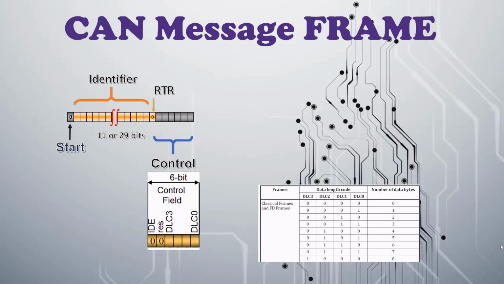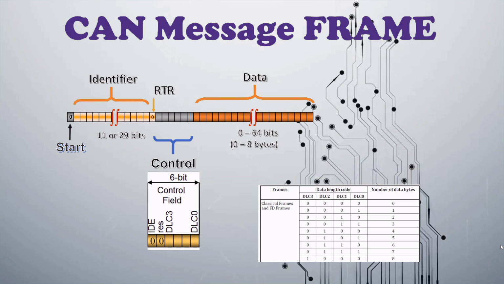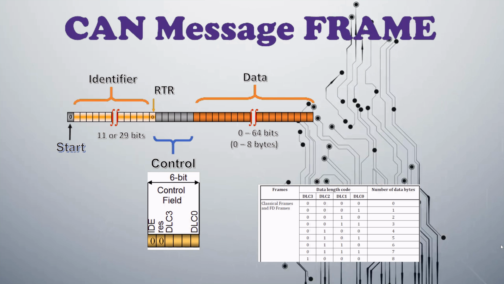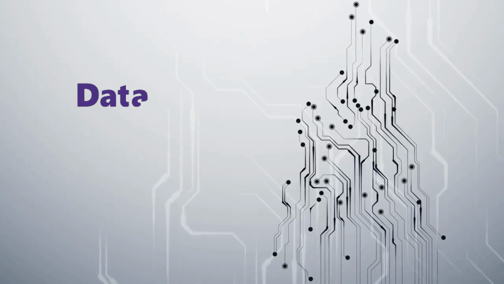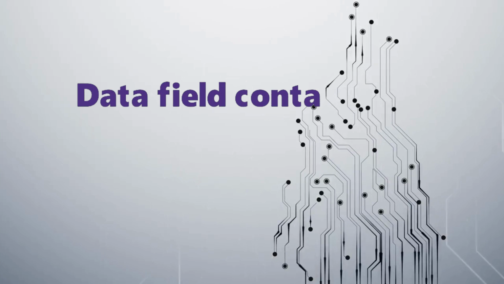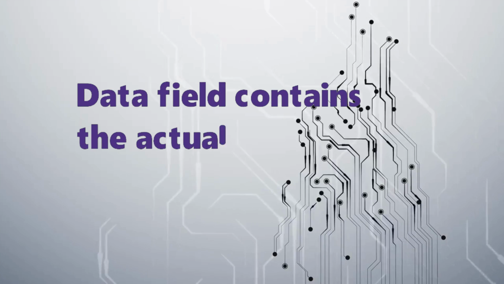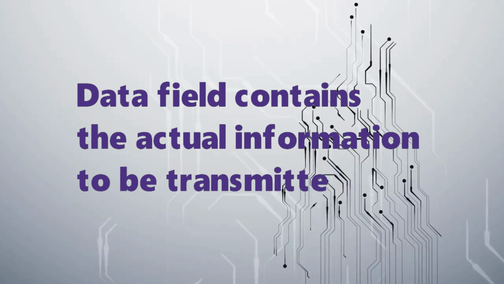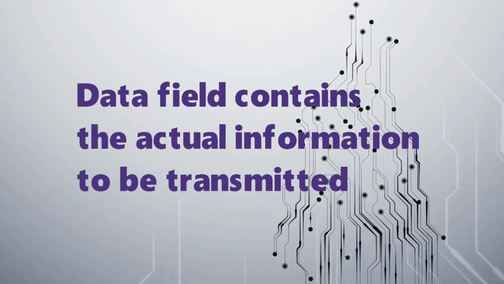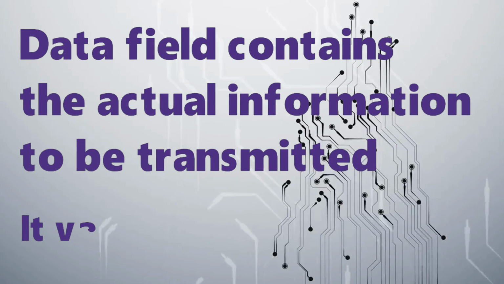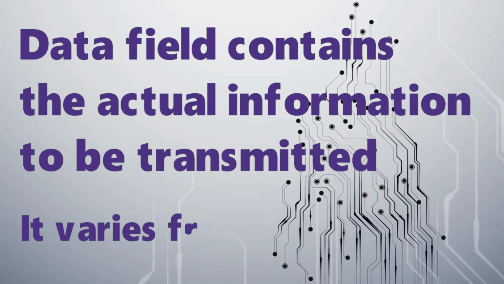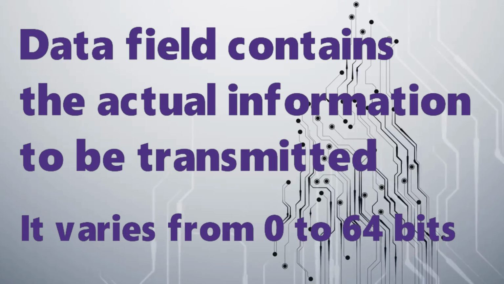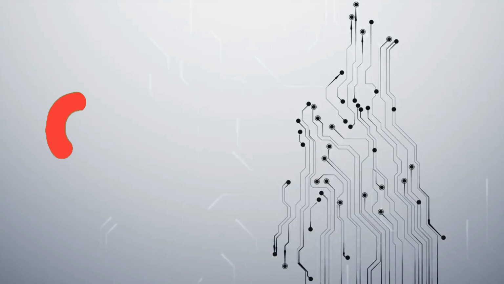Next, data field. The data field is 8 bytes wide. The data field contains the actual information to be transmitted. It varies from 0 to 64 bits.